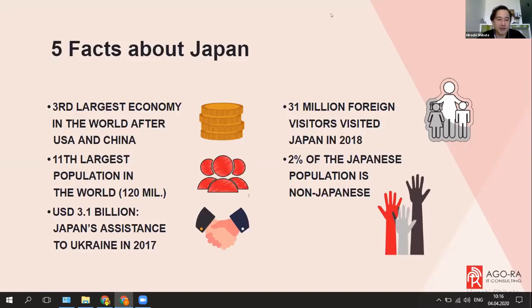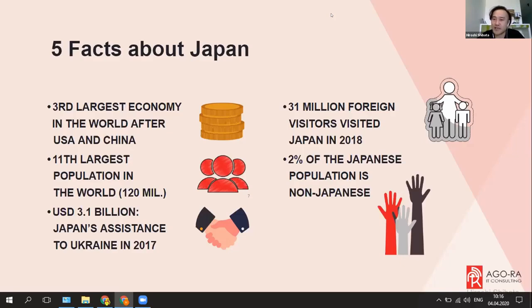And Japan has provided huge monetary assistance. There is $3.1 billion from May 2017, which most people don't know. But anyway, Japan is basically becoming more touristy. Unfortunately, this year's Tokyo Olympics has been canceled, and this was something that no one expected before.